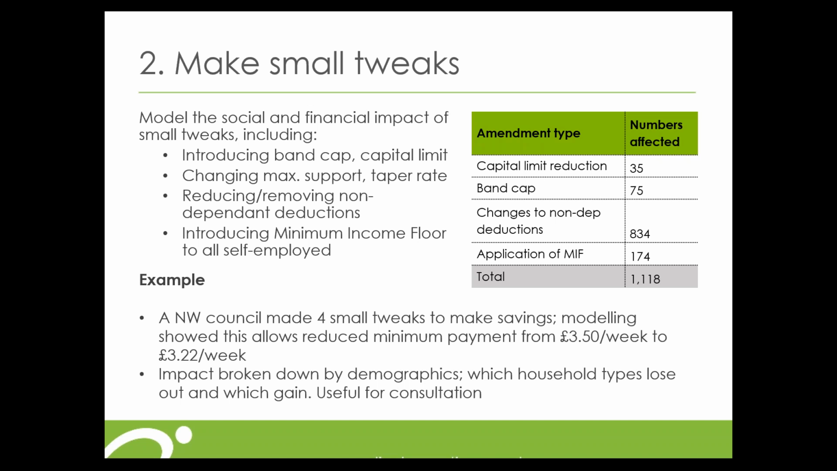So an example of this would be a council that we've worked with in the past few months in the Northwest that wanted to make the 4 tweaks that you see here in combination as one of their models to see how much that would save them, and then plug those savings back in order to decrease the minimum payment. So what these 4 changes meant, and they affected overall over 1,000 people, is that they could reduce the minimum payment slightly from £3.50 a week to £3.22 a week. I think that equates to maximum support going up from about 83% to 86%, more or less.